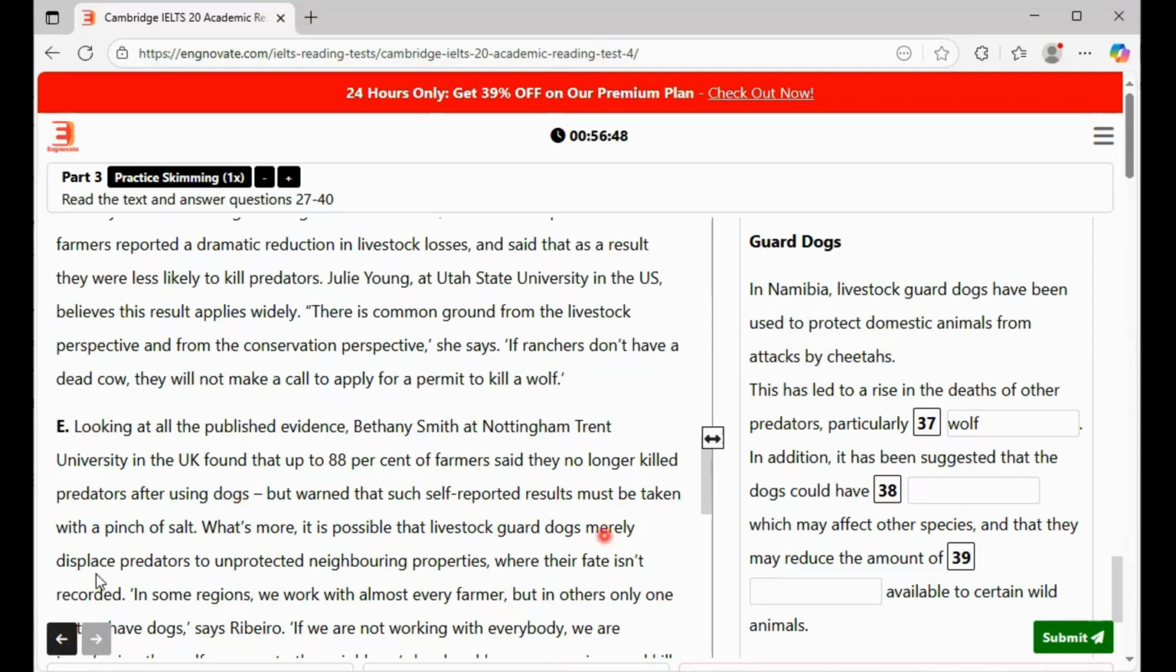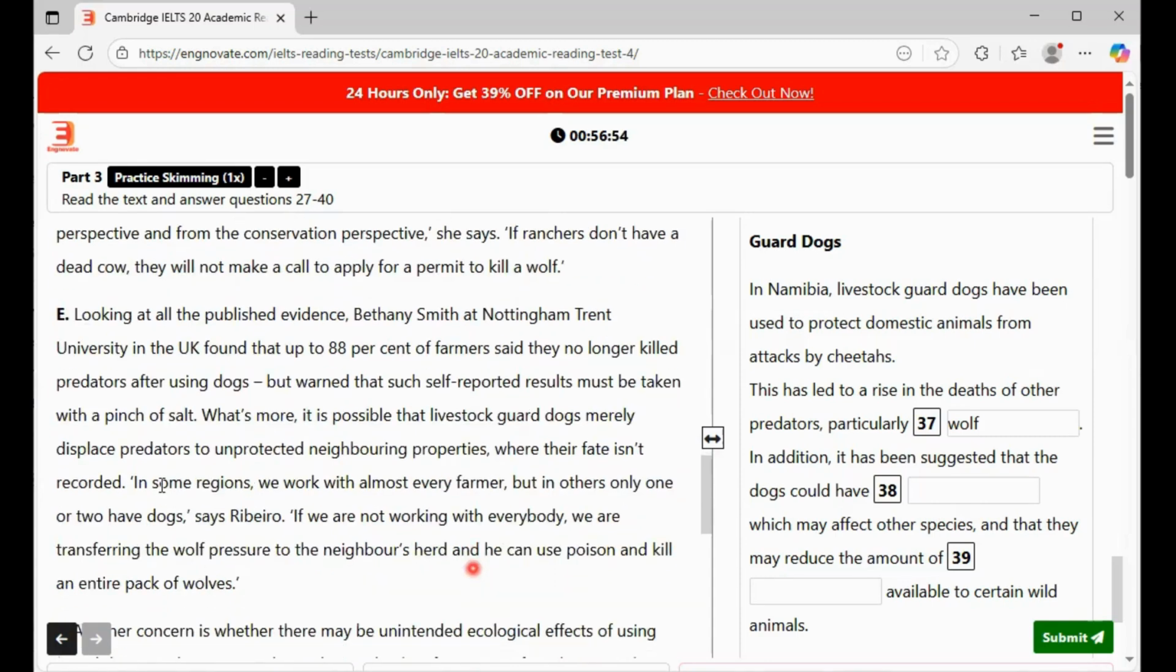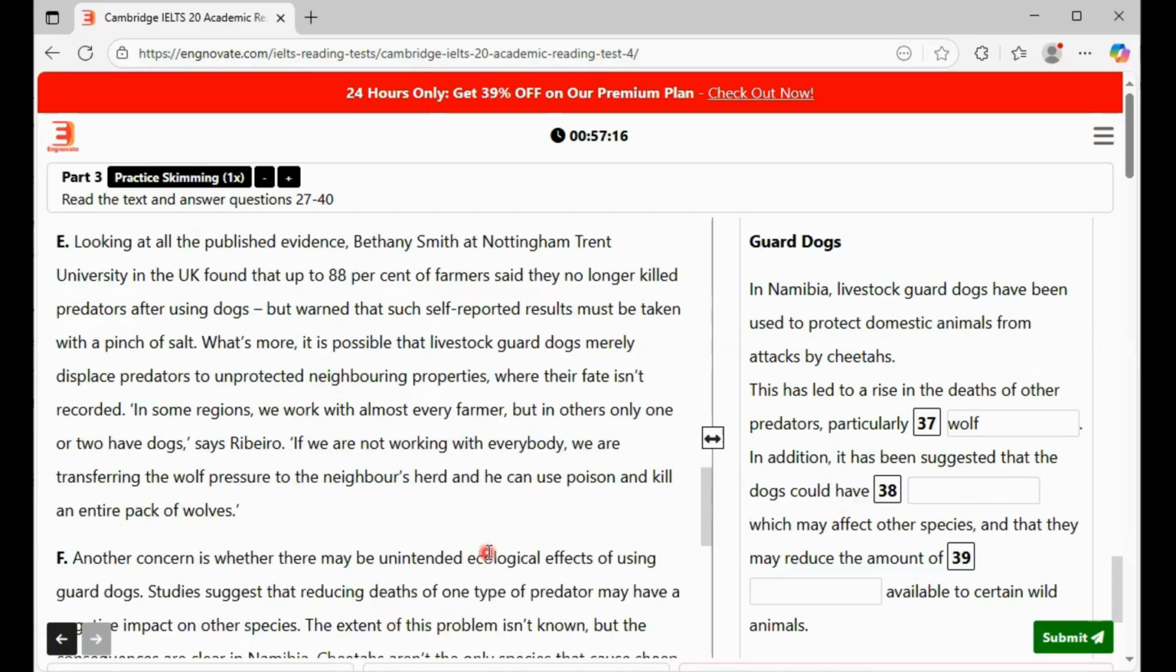Livestock guard dogs merely displace predators to unprotected neighboring properties where their fate isn't recorded. In some regions, we work with almost every farmer, but in others, only one or two have dogs. If we are not working with everybody, we are transferring the wolf pressure to the neighbor's herds, and it can use poison and kill an entire pack of wolves. Dogs could have something. Let me go further.